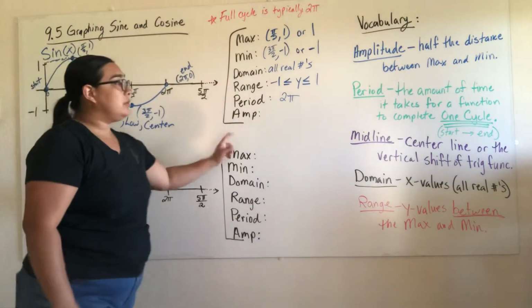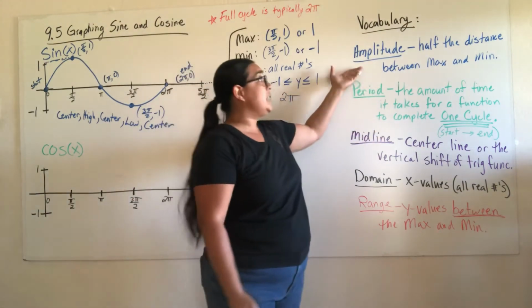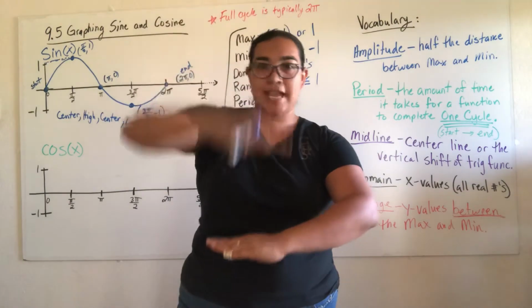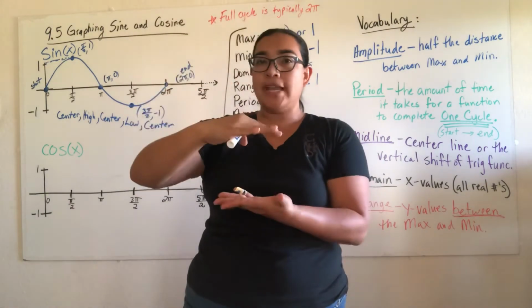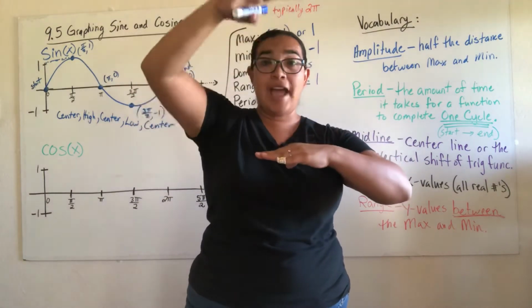All right, your amplitude. I haven't talked about amplitude, but amplitude is just half the distance between your max and your min. A lot of people get confused because they think they have to count that total distance, but you're only counting half. So what I tell people to do is go to the center line and just count that half distance.